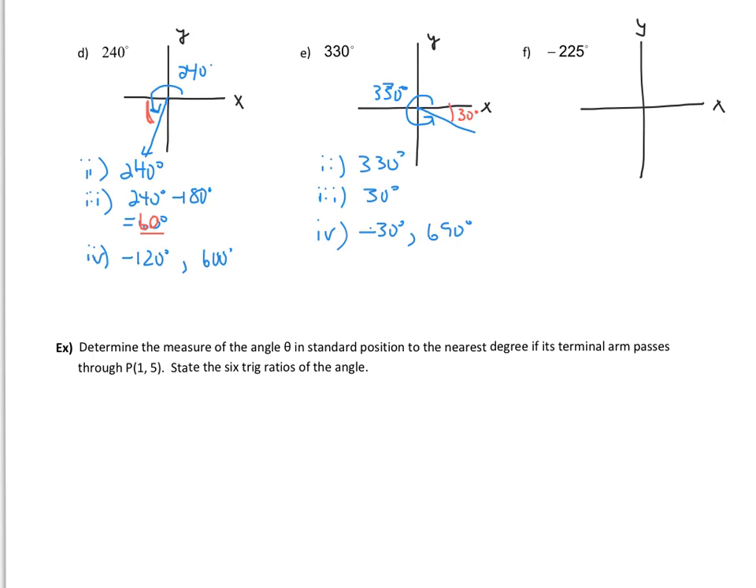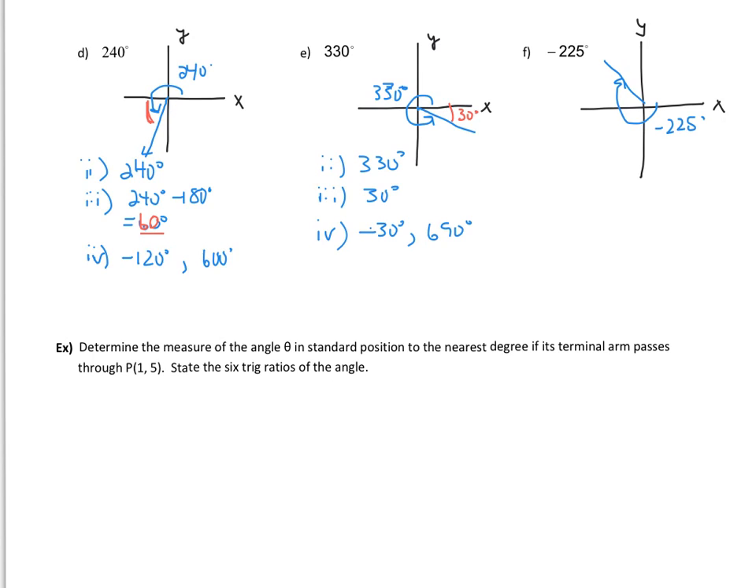Now, negative 225 degrees, I'm going in the clockwise direction. I'm going to go beyond 180. So if I take 225 and subtract 180, I'm just going to see how far beyond. I'm 45 degrees beyond the 180 degree mark. So 225 goes around here. So that's negative 225 degrees.